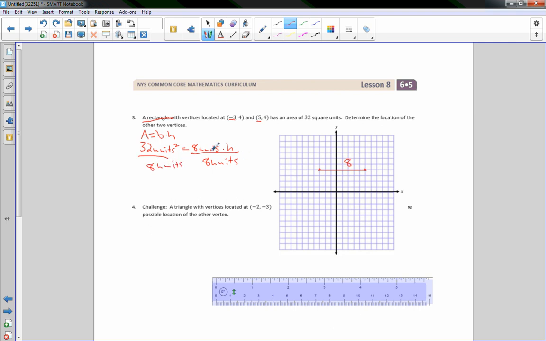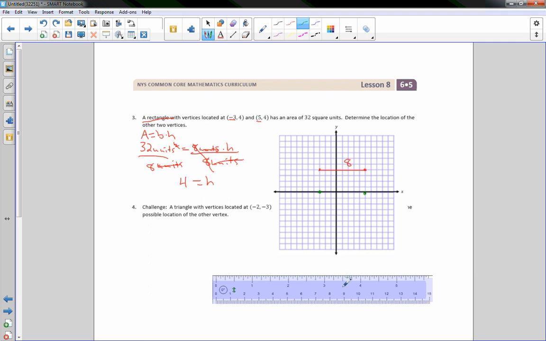The 8's cancel, the units cancel, leaving h equal to, the units cancel with one of these units, and 32 divided by 8 is 4. So I just need to draw a rectangle of height 4. So if I go down 1, 2, 3, 4, I'm actually on the x-axis here and here. And in order to finish this, I just bring this up.